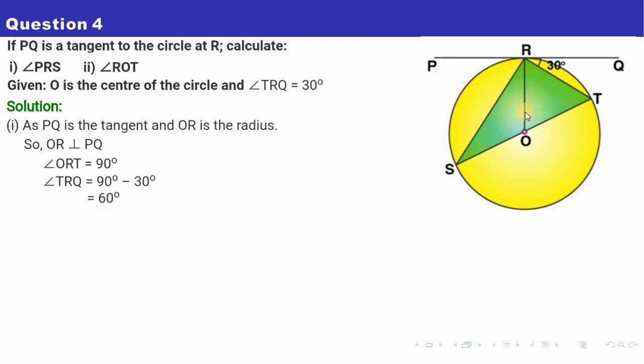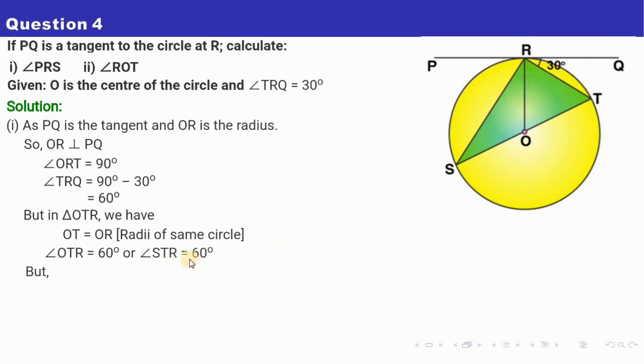Now let's have a look at this triangle. In this triangle, we see that OR and OT are radii, so they will be equal to each other. So this is again an isosceles triangle here. In an isosceles triangle, we have two angles equal to each other. So this angle will also be equal to how much? 60 degree, as this angle is 60 degree. So we have this angle, OTR, or you can call it STR as well. So this will be 60 degree.